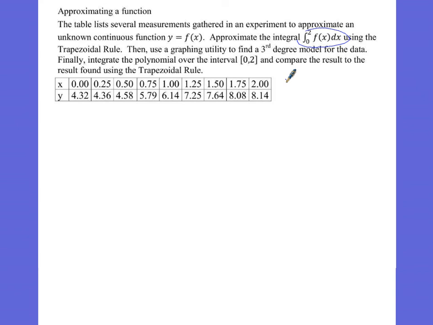Then, after we're done with that using the trapezoidal rule, we're going to use our graphing utility, get on our calculators and generate a third-degree model for the data. And then we'll integrate that polynomial over the interval from 0 to 2 and compare the result. What do you think we'll get? Like between the two, will they be vastly different or will they be mostly similar?